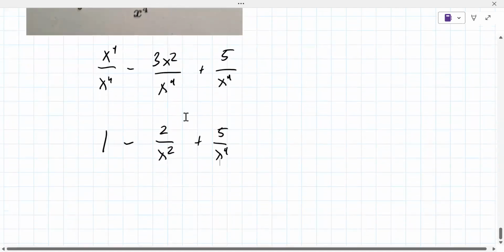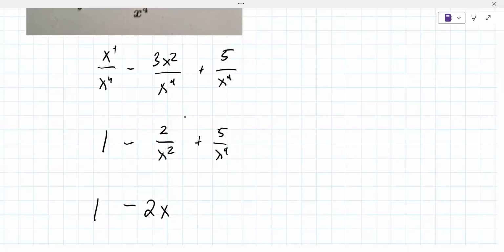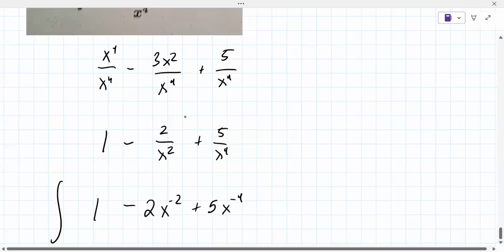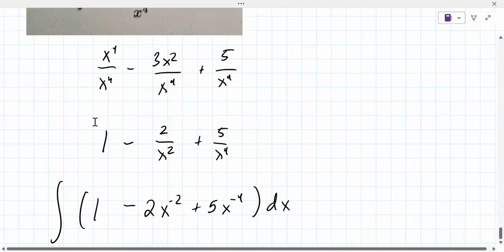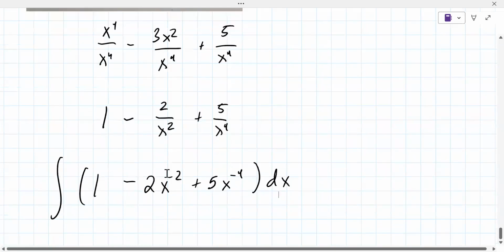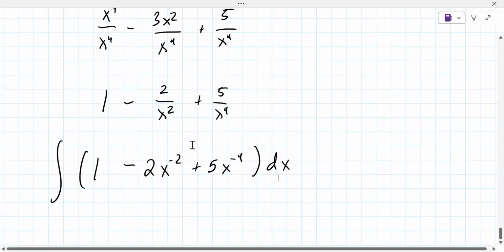And then you rewrite with just the exponents. So plus 5x to the -4. And again, you still have not integrated. There's this suggestion that you've done some calculus, but not yet. So now you're truly ready to integrate. Would you integrate this for us, please?